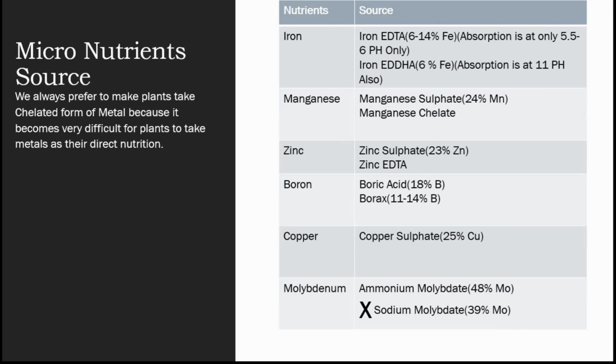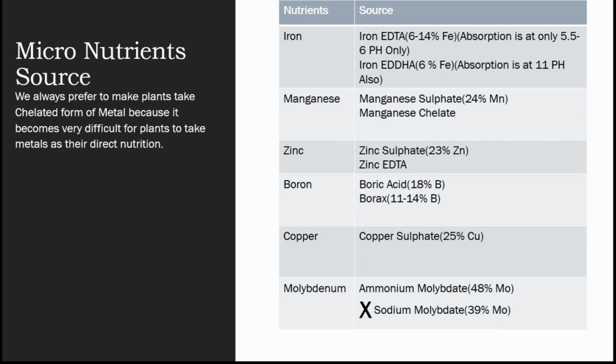Next comes boron. The nutrient source for boron is boric acid, which has 18% boron, and borax has 7 to 14% boron. Next comes copper, where the source for the copper nutrient is copper sulfate. Again, copper has a positive ion, sulfate has a negative ion, and it has 25% copper in it.